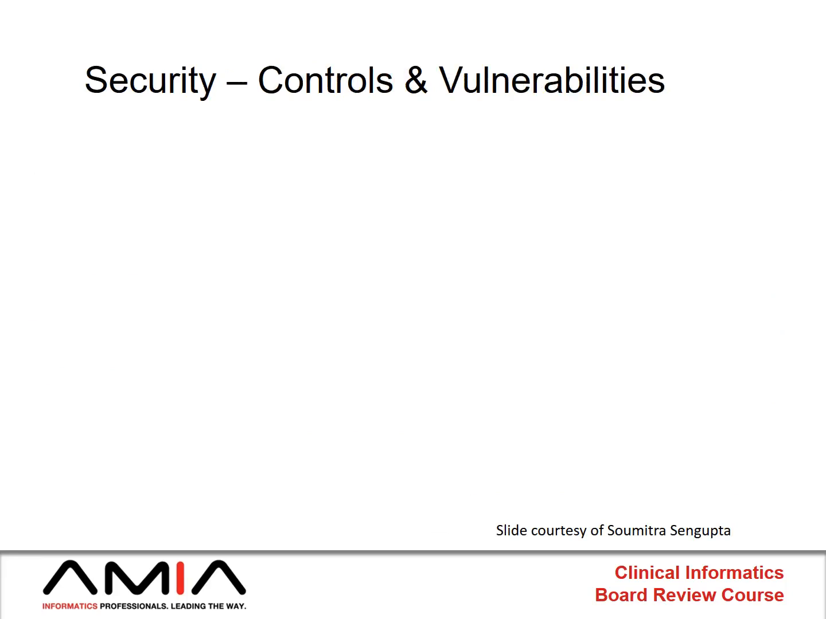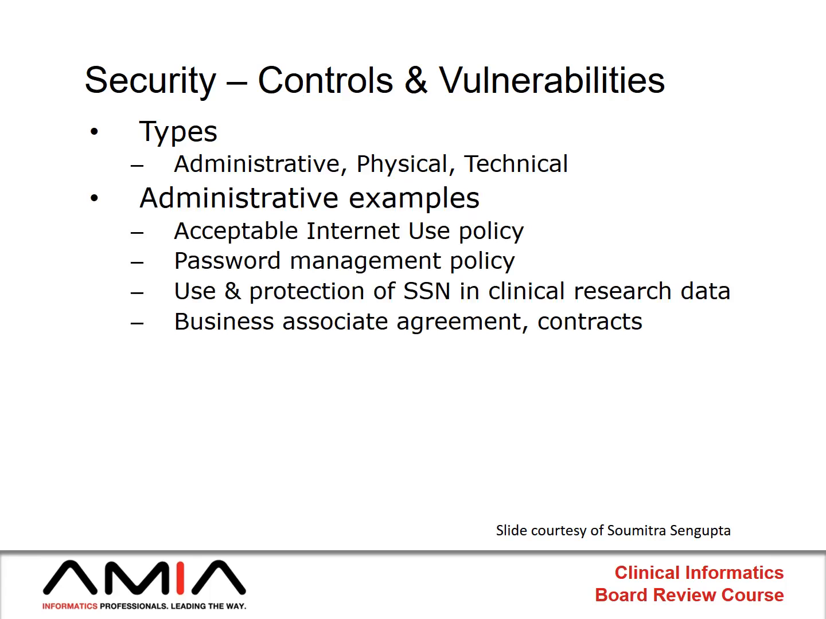Now let's talk about controls and vulnerabilities in the context of security. There are several categories: the administrative, physical, and technical. They are all important. We don't want to overlook any one of these. Administrative security includes policies that you write, business associate agreements, contracts, and so on. Early in the days of health IT, acceptable internet use policies were new, and they're now widespread. We usually have policies about managing your passwords.